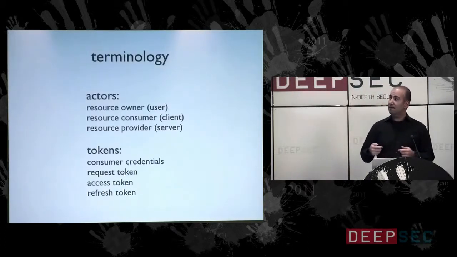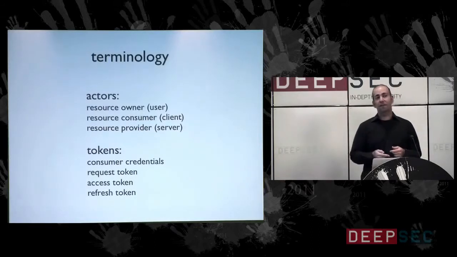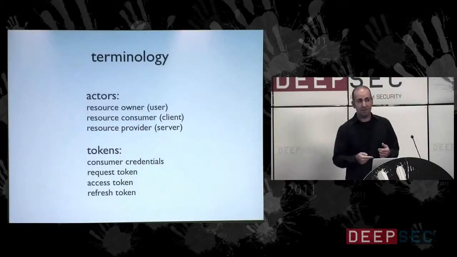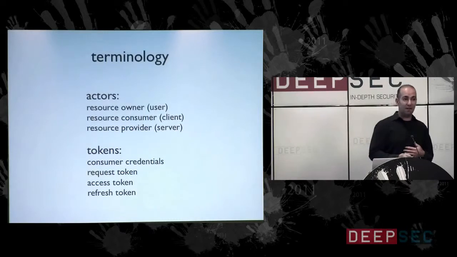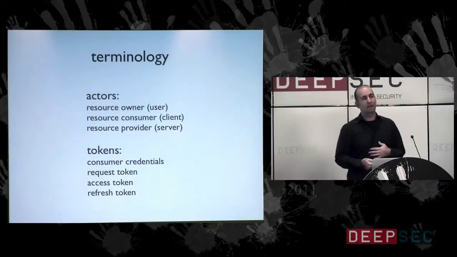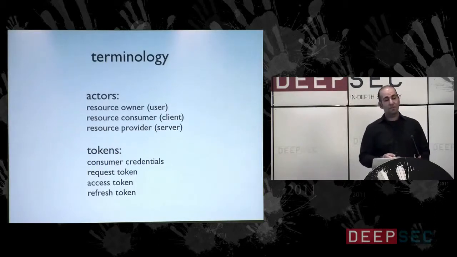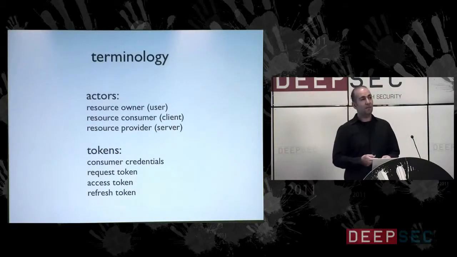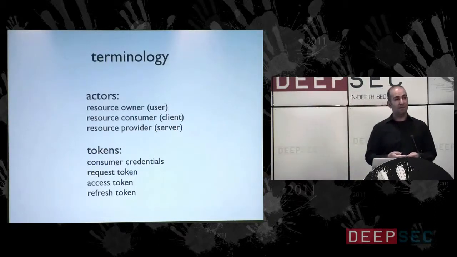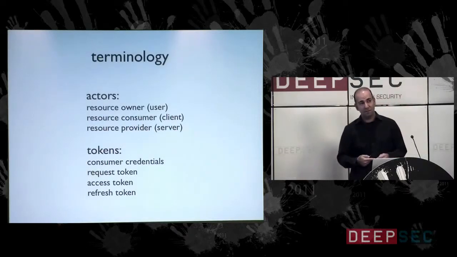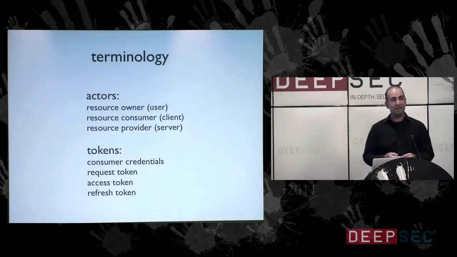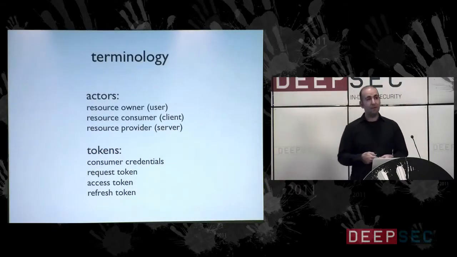So to provide some context, every OAuth flow has some key actors. So there's a resource owner, that's us. We want to share something, we want to access the content or something like that. And there's a resource consumer, which is the client that wants to access something on your behalf. And there's a resource provider, which is also known as a server, that contains or holds that content on your behalf. And we have tokens all over the place.